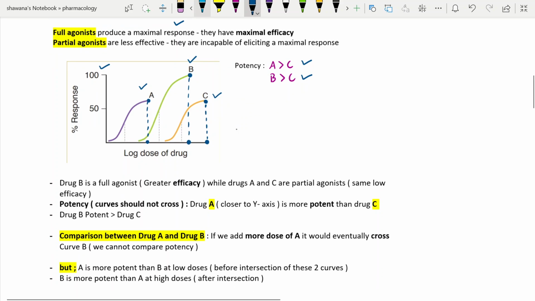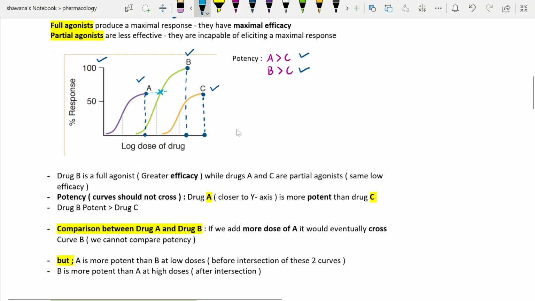Are you sure that, for example, if we continue to add more dose of A, these curves intersect, or these two points cross each other? As far as the rule of potency is concerned, if these two curves cross, we cannot measure the potency of A and B. But there is one thing that we can make sure of.